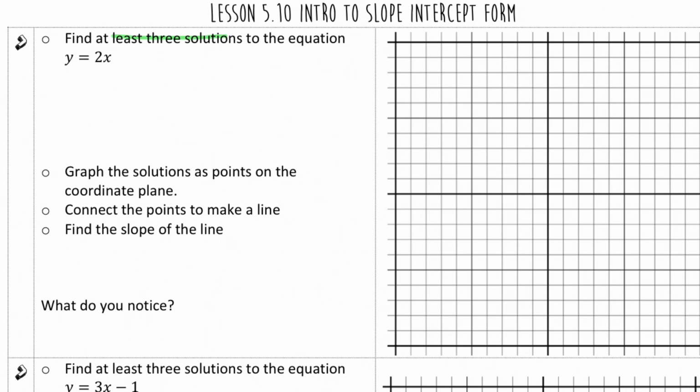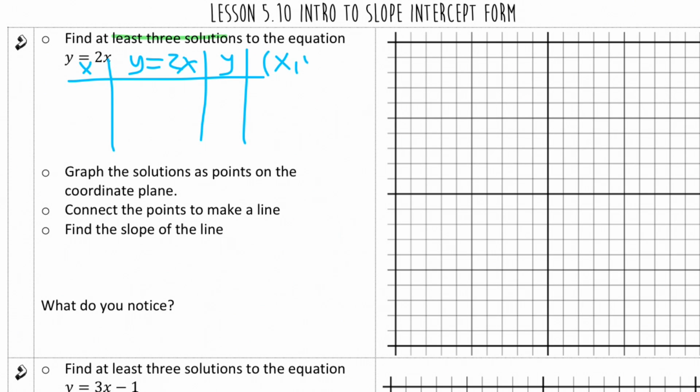So the first thing we need to do is set up a table of our x values, our equation, what our y values are going to be once we find them, and then our coordinate points (x, y). So I want to find 3 solutions. I want to find the solutions where we have -5, 0, and 2.